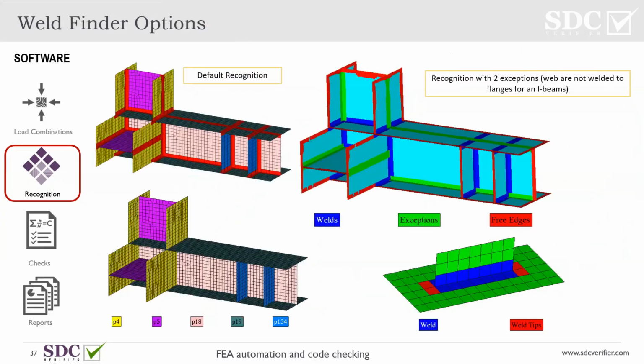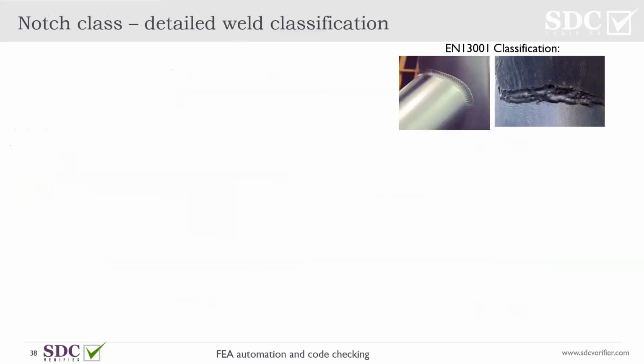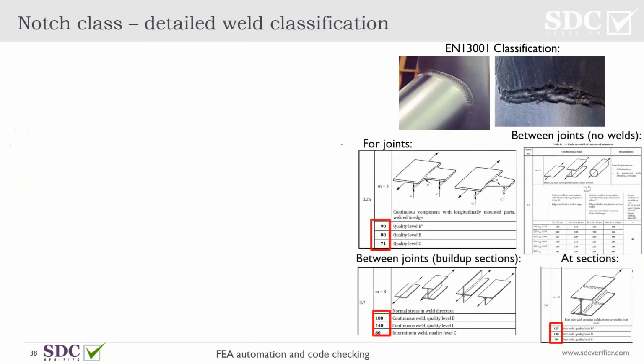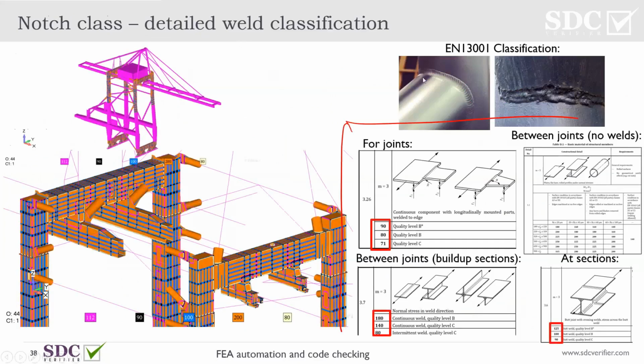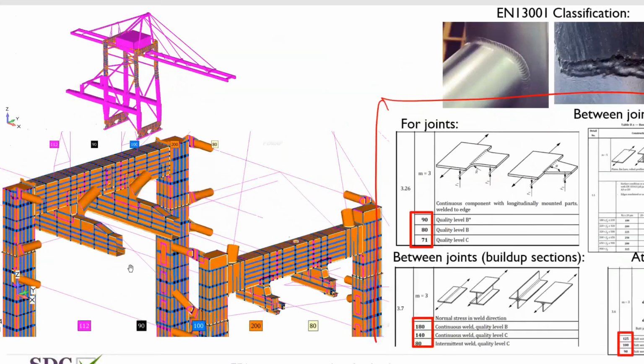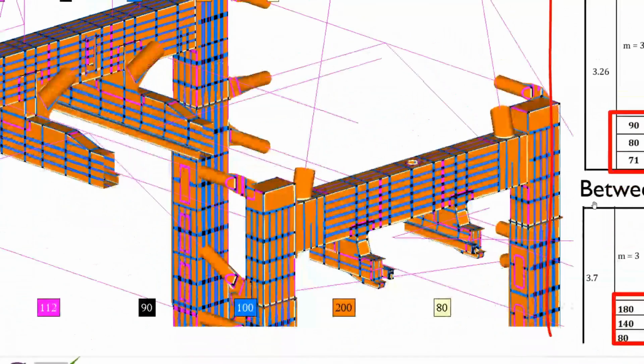Of course, we can set up exceptions, because you might say, okay, I have rolled sections and not welded ones, how do I deal with them? That's also coverable with the software, what you can see on this screen. And when you do automatic recognition, you can also set up all these details with a few clicks.